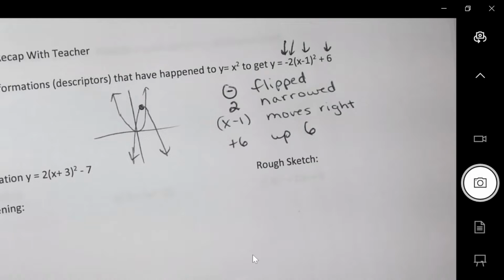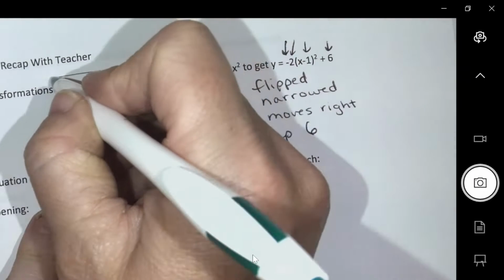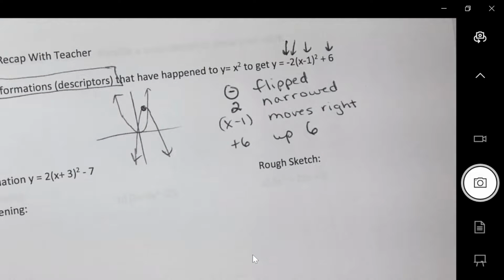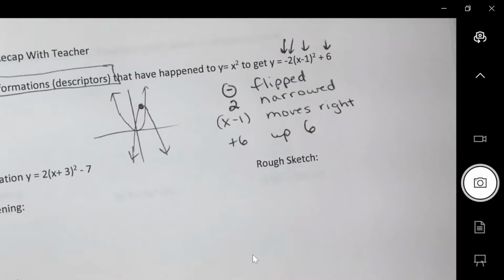Okay? On your test, on your exam, I don't know if you want to put this on your cheat sheet, transformation descriptors. We can list, if you want to list a bunch, transformation descriptors. You can write on your cheat sheet: flipped, narrow, widened, left, right, or up, down. Those are the options that you would have to pick from when I say what are the descriptors. So it can flip, the arms can widen or narrow, and you can move left or right, or you can move up or down.